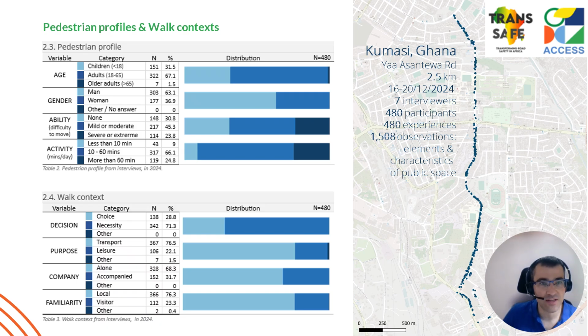One outcome of this study is that we couldn't engage many older adults in the area. And another outcome of the project is the walk context, to understand why and how people walk there. So for example, in this case, we found out that more than 70% of the participants were walking out of necessity for transport, and also the majority were walking on their own, and they were locals.